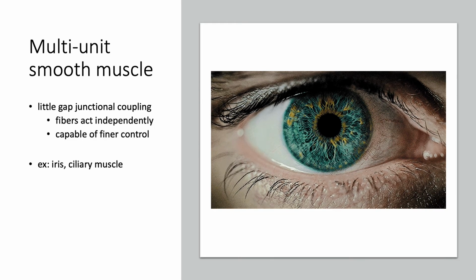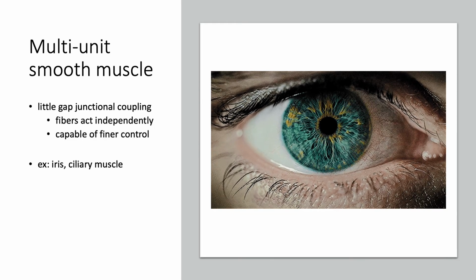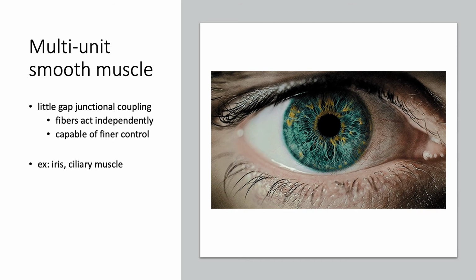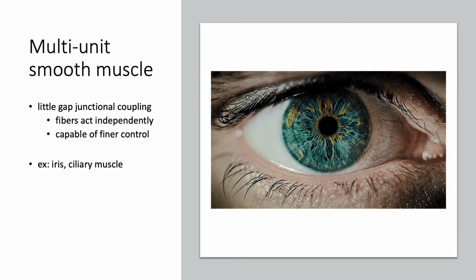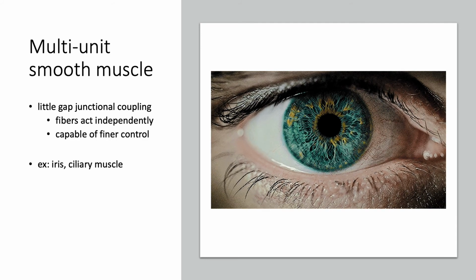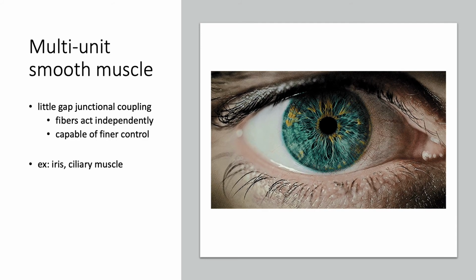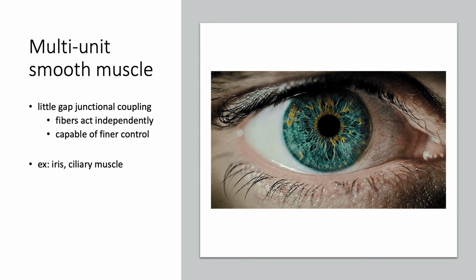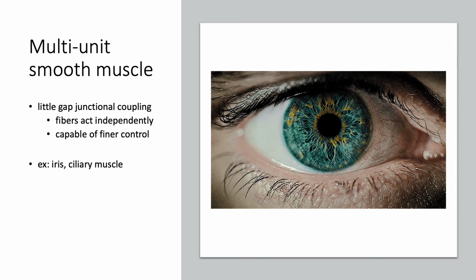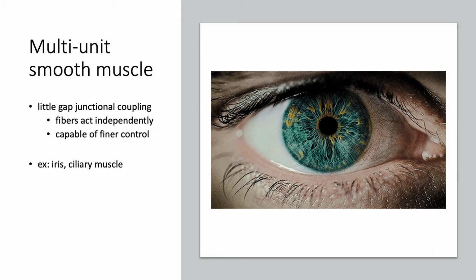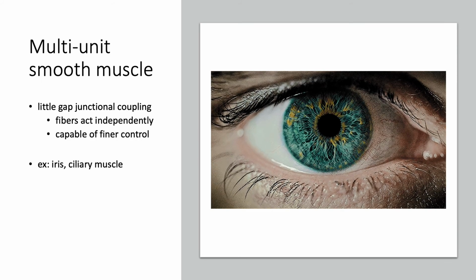With multi-unit smooth muscle then, we see that there are few gap junctions between the individual smooth muscle cells. So we can't stimulate in one cell and then it'll spread through a gap junction to the next, to the next. We instead have separate innervation by nerve fibers, and those smooth muscle units have to be stimulated independently. And this allows for finer control of different structures. Some of those are going to be the iris, for example, or the ciliary muscles that need that fine control to work properly.